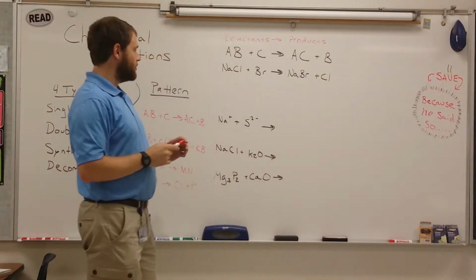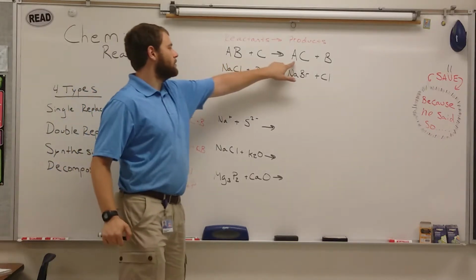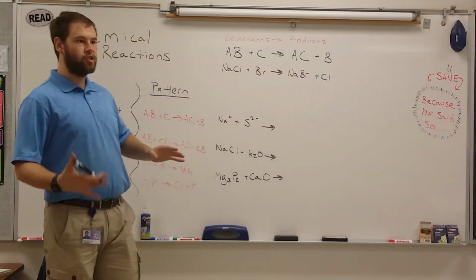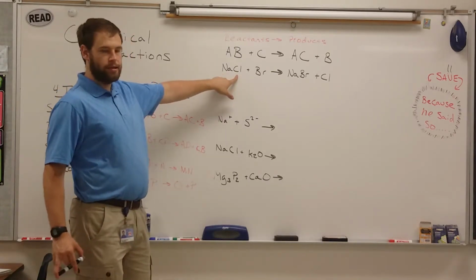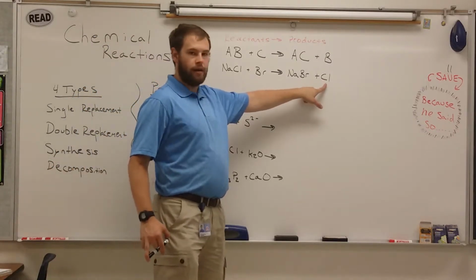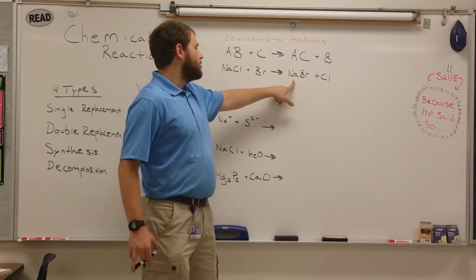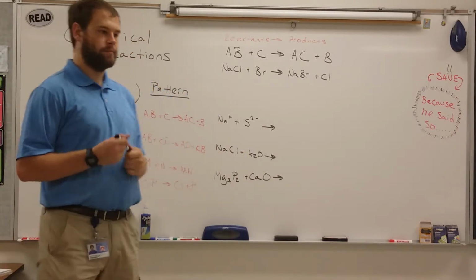So in this instance, we have a single replacement reaction. As you see, we've got AB plus C equals AC plus B. Or in this situation, using actual elements, you have NaCl, so salt. We added in bromine. The bromine knocked the chlorine out of the way, and we got sodium bromide. That's a chemical reaction.